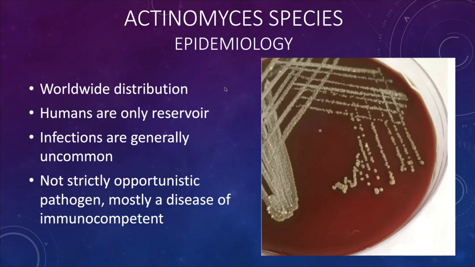Actinomyces has a worldwide distribution, similar to Nocardia. But unlike Nocardia, humans are the only reservoir. So nocardiosis occurs in animals, but Actinomyces just occurs in humans. Infections are generally uncommon. I think here we have a handful of cases each year. But some of that may be because it also is difficult to diagnose. You have to suspect it clinically, right? You may not consider it initially with some of the manifestations of this disease. So you have to go out and look for it. And it's not strictly an opportunistic pathogen. It's mostly a disease of the immunocompetent. So another distinction with Nocardia.